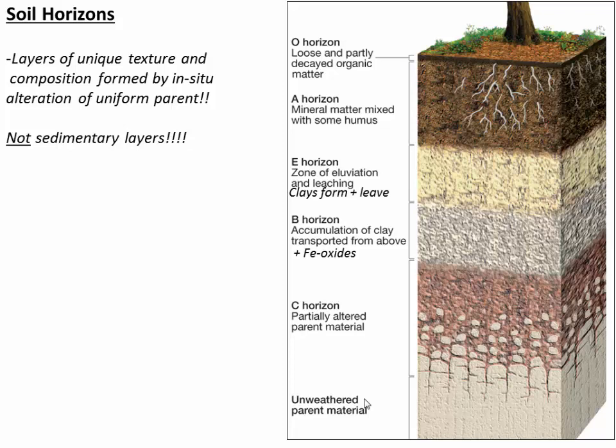So soil horizons are layers of soil that have unique properties, and those properties are formed by alteration of the rock over time. So here are the soil horizons: O, A, E, B, and C. And the idea is that at one time, all of this soil looked just like the unweathered parent material. But the weathering reactions and the addition of organics altered these horizons. And I want to stress before we go on, it's tempting to think of these as sedimentary layers, but they're absolutely not sedimentary layers.